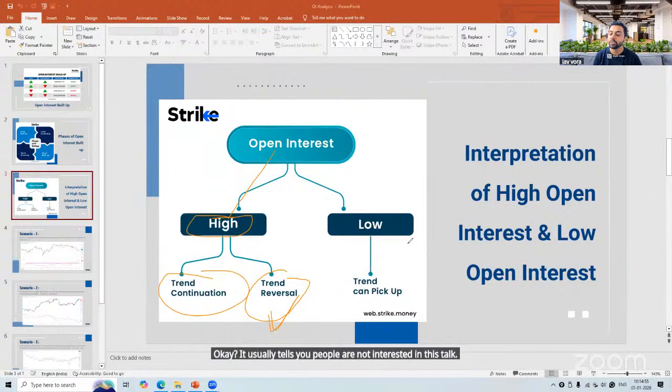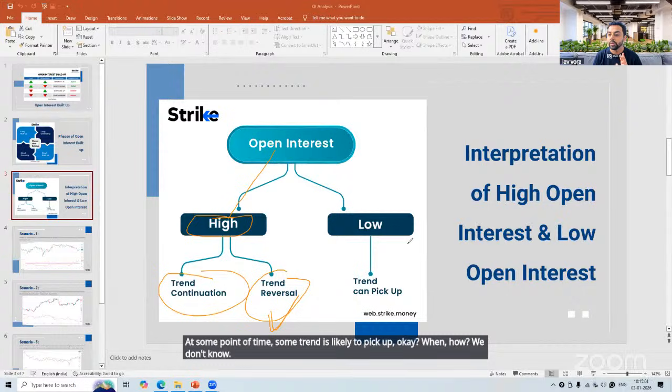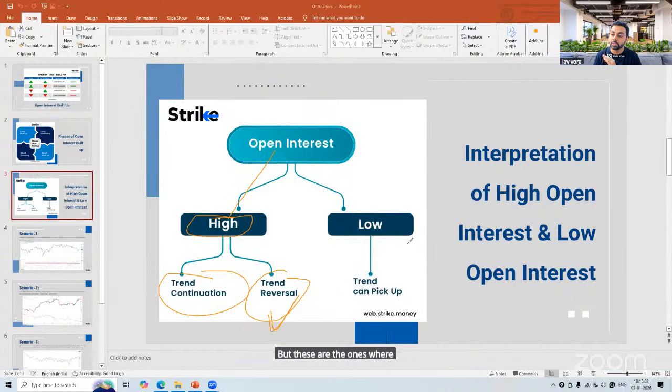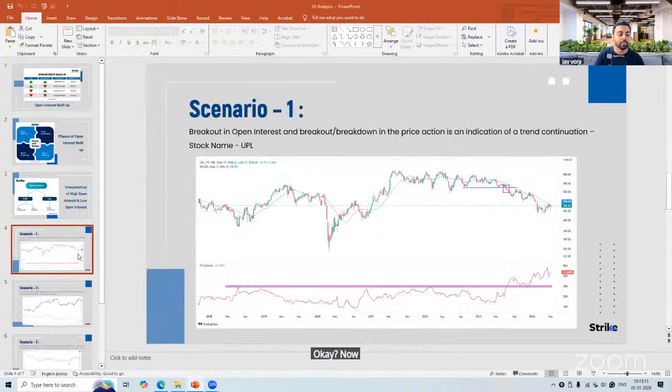At some point of time, some trend is likely to pick up. When, how, we don't know, but these are the ones where people are positioned absolutely neutral on that stock. So again, you have to keep them on the radar. Now I'll explain with some examples.